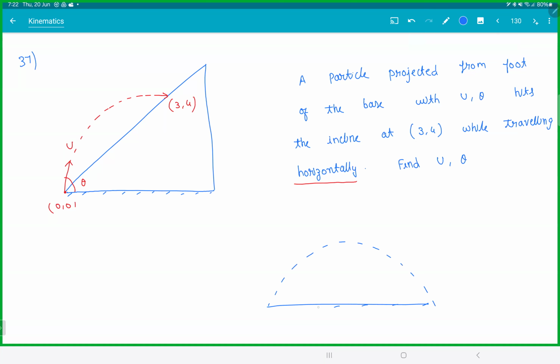So if you look at the projectile motion with u and theta, the particle travels horizontally only once, at h max. So indirectly it is given that 3, 4 is h max. So this distance will be r by 2, which was 3. This was h max, which was 4. There, you got all the data now. Start solving. Find u and theta.